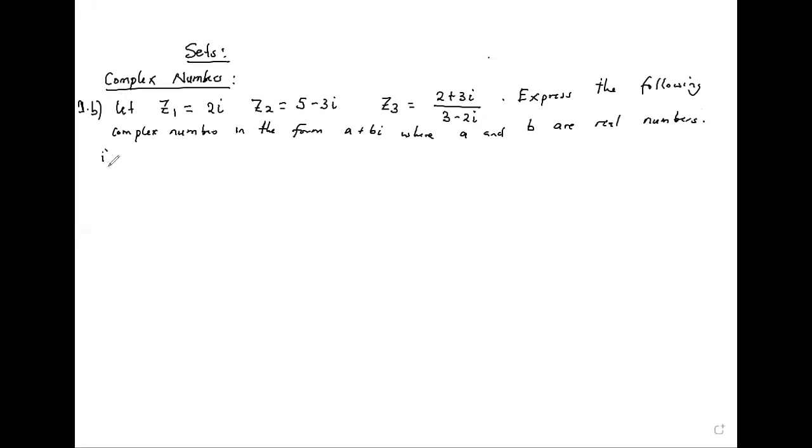Part 1, Z2 minus Z3. Part 2, Z2 divided by Z3 minus Z1. In part 3, the square root of Z1. Solution.